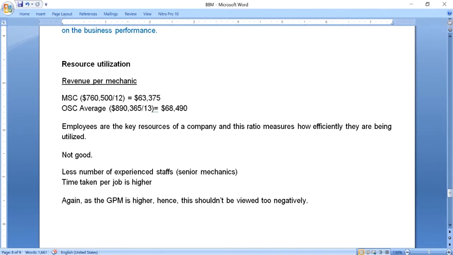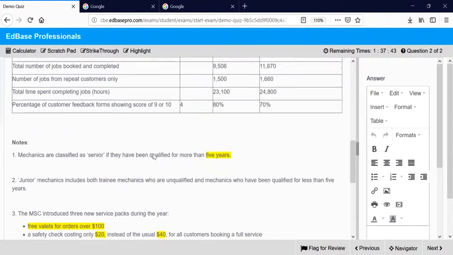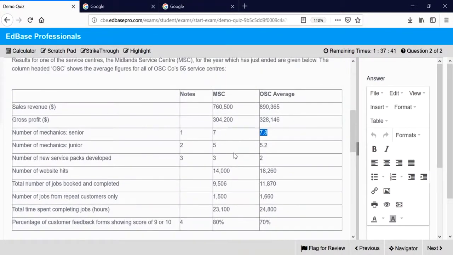Okay, so next is resource utilization. Again, when it comes to resource utilization, you need to find out the resources. The resources are the employees. Resources could be the machine time, or other resources. But here we have been given the number of employees: senior mechanics and junior mechanics. We have 12 employees in total, 7 plus 5.